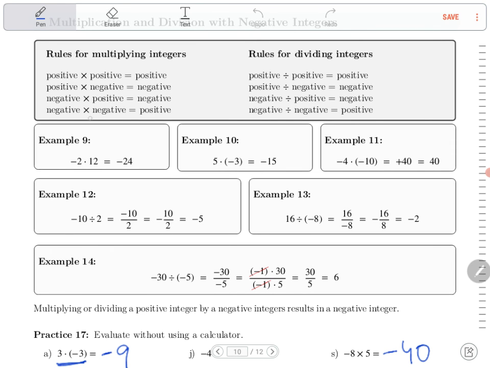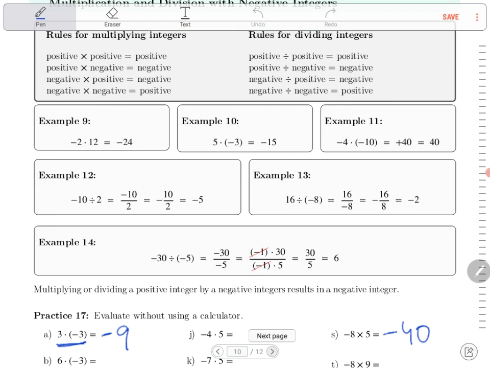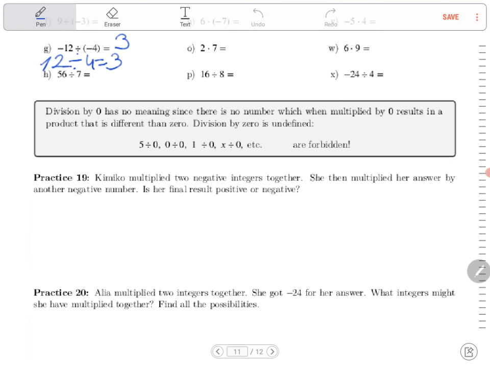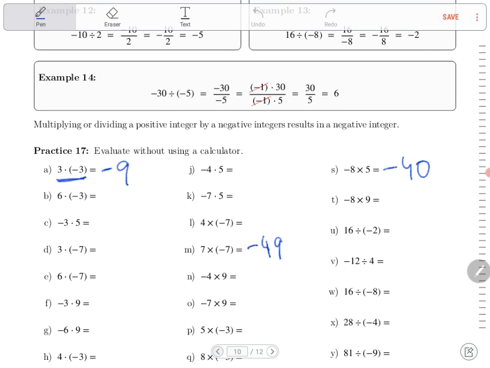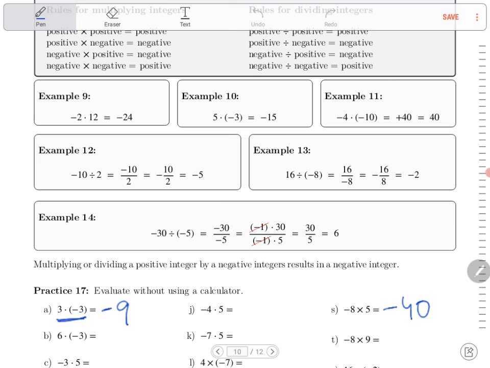multiplying two negative integers together will give us a positive value. Let's go back to Kimiko. She multiplied two negative integers together, so she now has a positive integer on her hands. She then multiplied her answer, which we've determined was positive, by another negative number. So she multiplied a positive number by a negative number. What is the rule for that? Let's go back and see. A positive number times a negative number will give us a negative number.